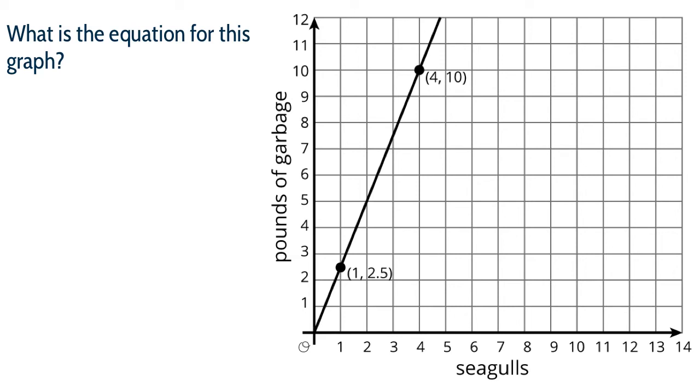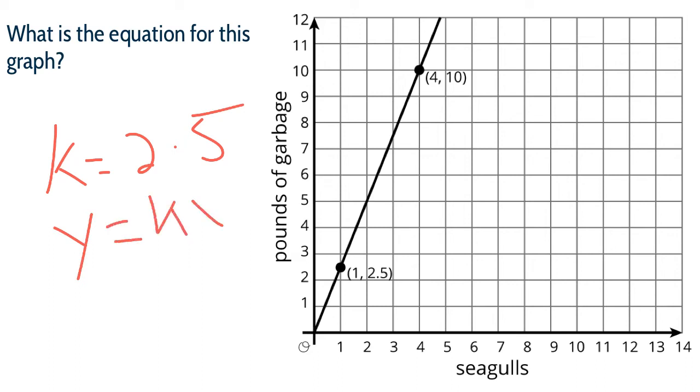So what is the equation for this problem now? Well, it's simple. We know that k is 2.5, so we just put it into the equation y equals kx, and the equation is going to be y equals 2.5x.